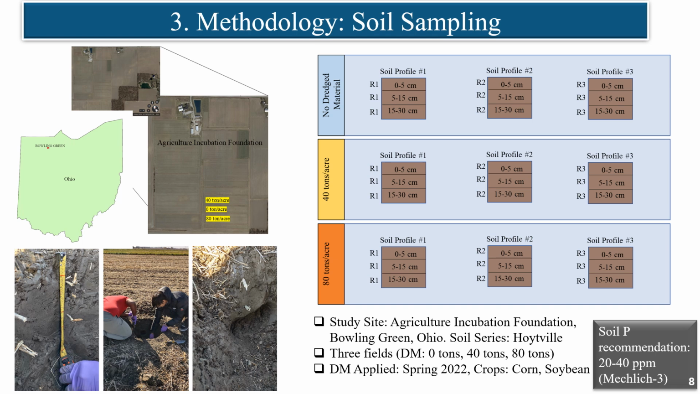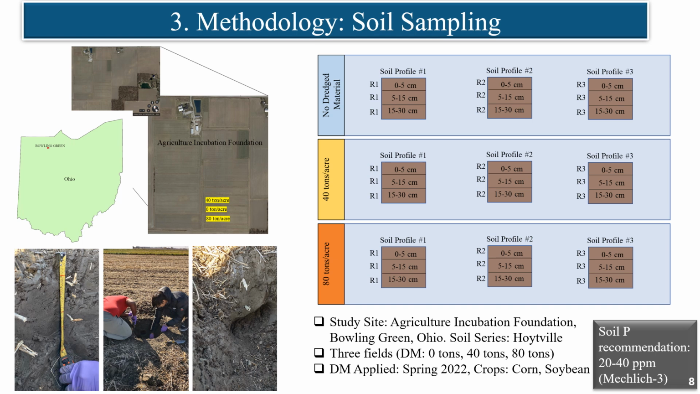Agricultural Incubation Foundation is an organically managed field, and the dredged material was applied in spring 2022. Dredged material was applied in such a way that the total amount of soil phosphorus does not exceed the recommended amount of soil phosphorus, that is 20 to 40 parts per million of Mehlich 3 soil phosphorus.